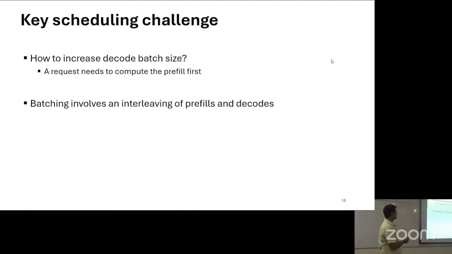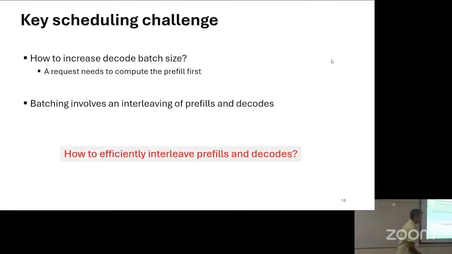So basically we want to increase decode batch size to get maximum throughput, but I have to compute prefills first. Without scheduling prefills, I cannot increase decode batch size. So the batching system is going to have to do some interleaving of prefills and decodes on the GPU, and this scheduling problem essentially boils down to how to interleave prefills and decodes. A system that can do this efficiently will be able to perform better.